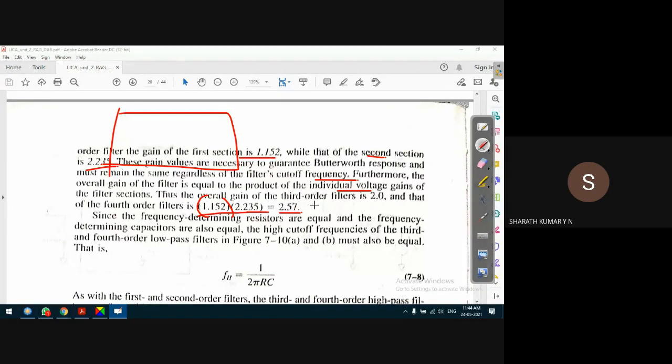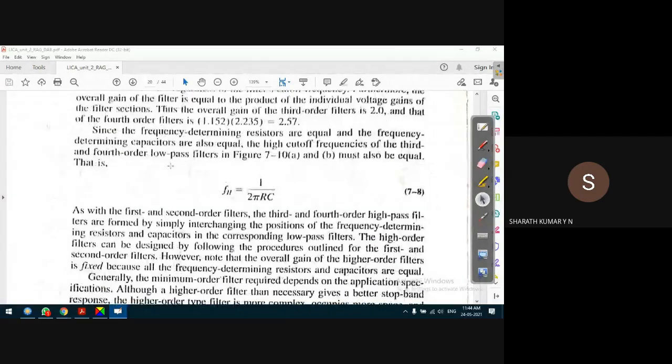The overall gain of the third order filter is 2, and that of the fourth order filter is the multiplication of the third stage and the fourth stage. It gives 2.57. So that's the problem when we go for multiple stages of the filters.